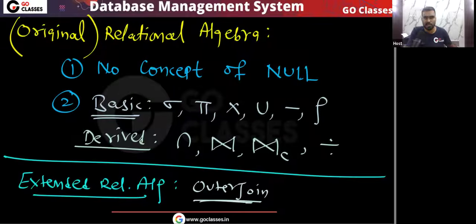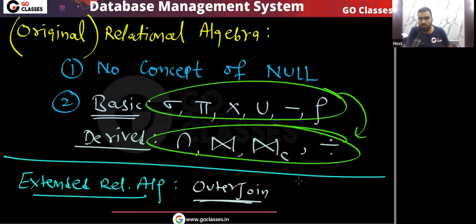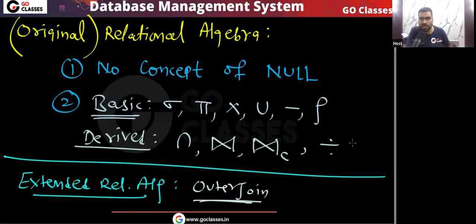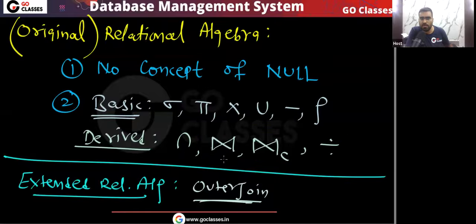I hope this point is clear. Remember, these will not increase the power of relational algebra. Means these derived operators, you can derive them from these. So these derived operations will not increase the power. This natural join, or I can say this division, they do not increase the power of relational algebra. But this outer join will increase the power of relational algebra. So this is extended relational algebra. This is not part of original relational algebra. Okay, let's move on now.